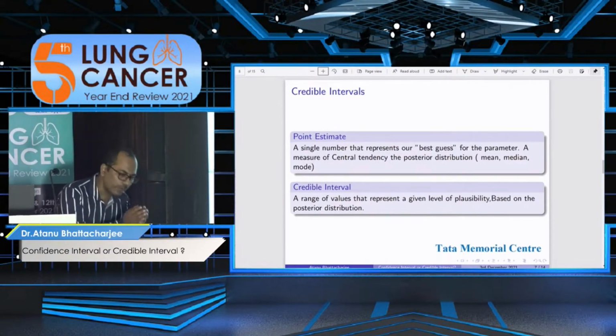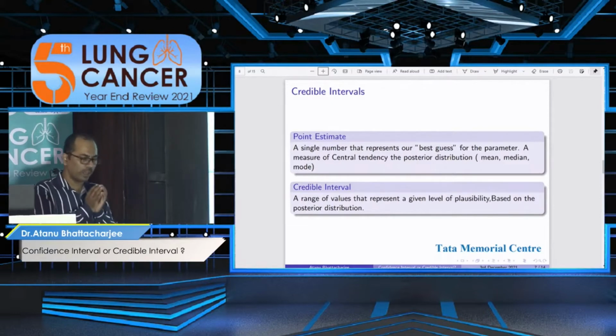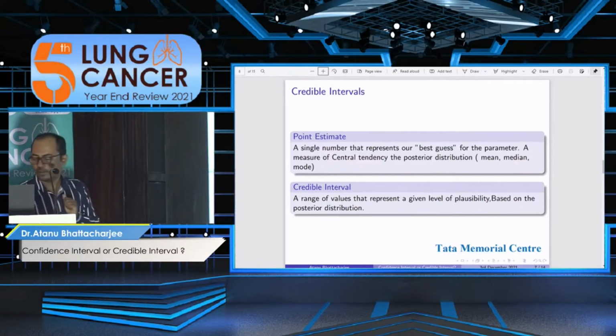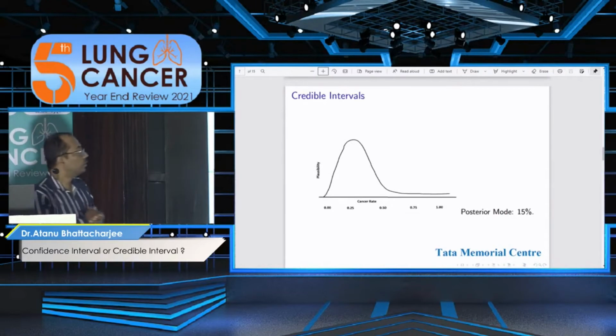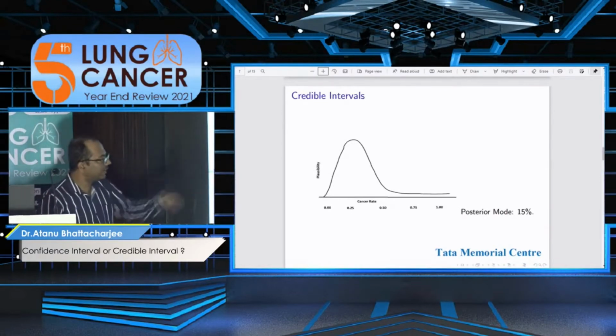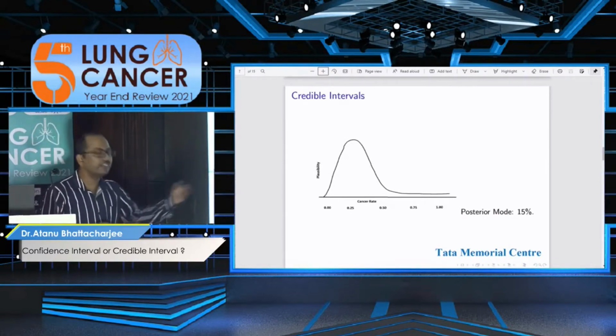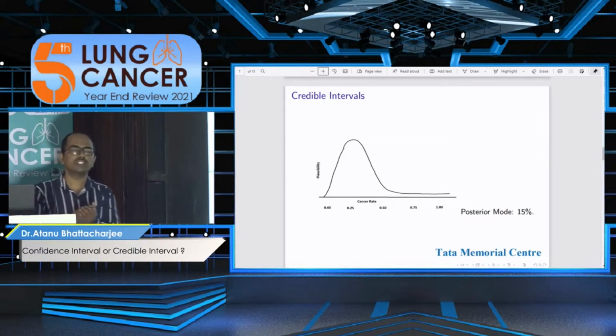So while we are talking about 45 out of 300 people having diabetes, or let's say the cancer rate is 15%. Correct. So now let's say we can get that posterior distribution as 15%.